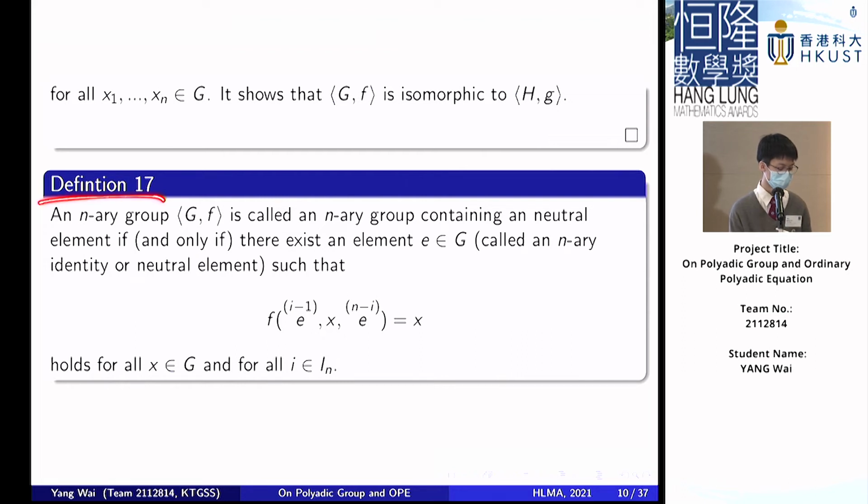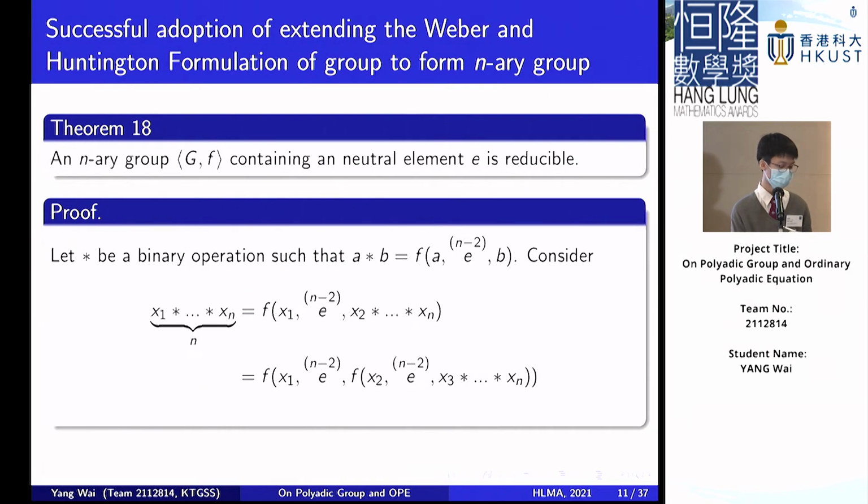Definition 17 gives the definition of the neutral element: an element e is called a neutral element if it satisfies the following equation. And in our paper, we proved that an n-ary group (G, F) containing a neutral element is reducible. I want to apologize here because the original proof in our paper is wrong, and I want to make some amendments here.